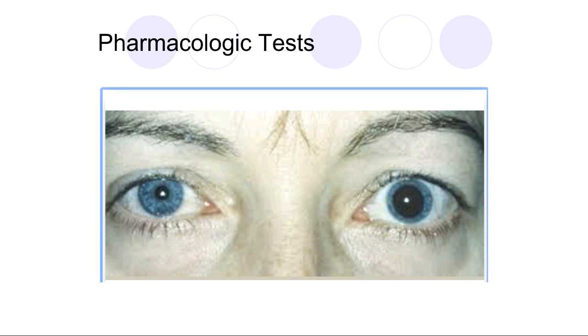So now we're going to talk about pharmacological tests. So here we have someone with anisocoria. Everyone see that in the right eye, the pupil is much smaller than the left eye. However, we notice that on our Hirschberg test, the eyes are central. So we're not thinking of something else that we discussed last week.